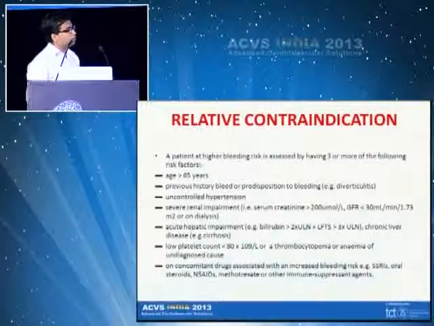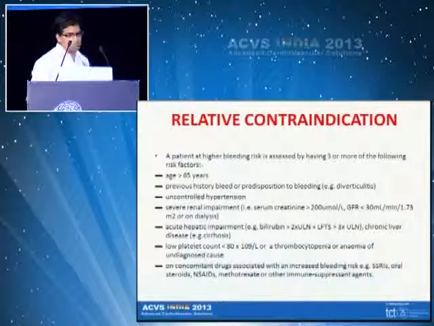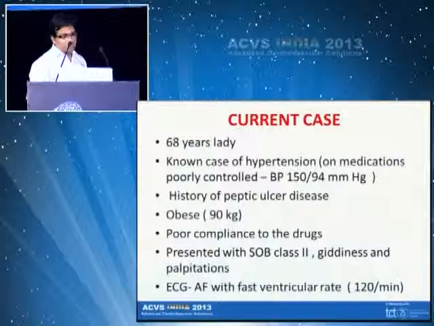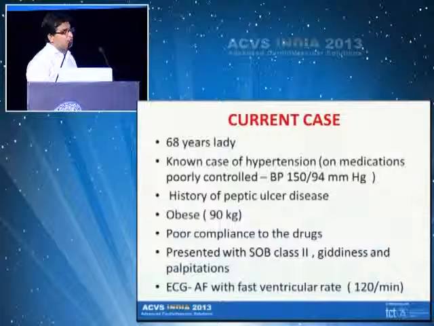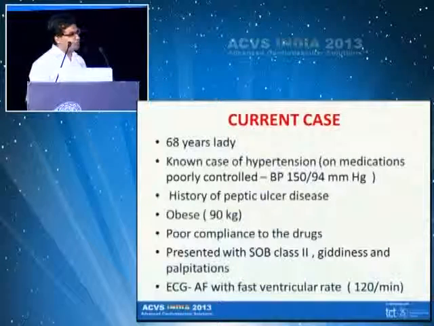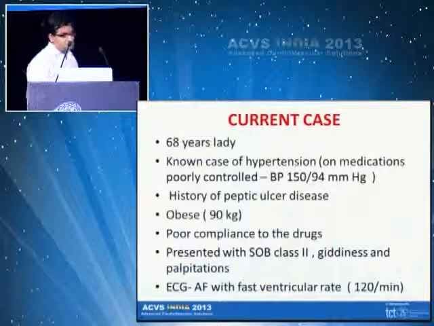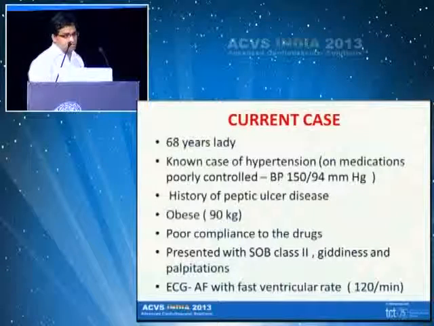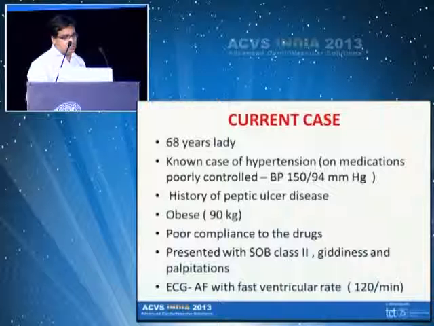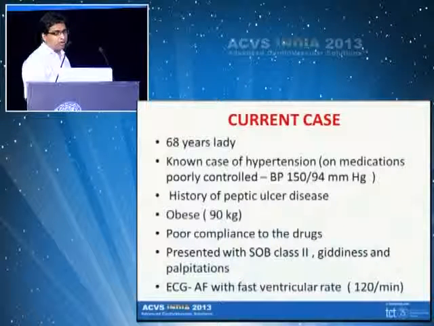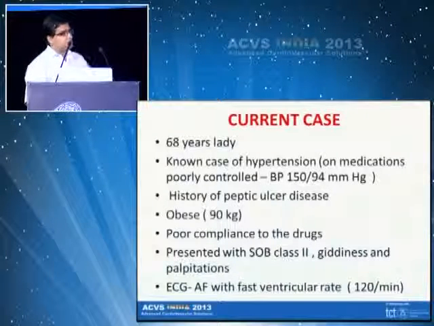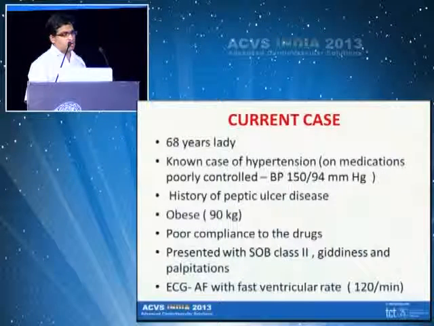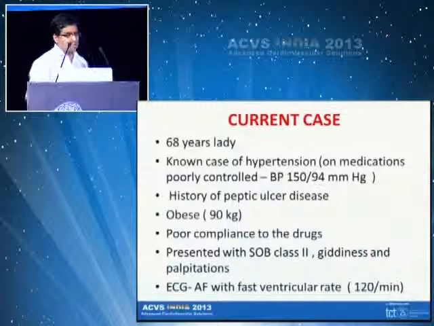So I am going to present the first case we did with Dr. Saibalkar almost a year back. She is a 60-year-old lady, a known case of hypertension on medications, poorly controlled, with BP at the time of intervention of 150/94. She had a history of peptic ulcer disease, was grossly obese at 90 kg, with poor compliance to drugs, and presented with shortness of breath class 2, giddiness and palpitation. ECG showed AF with fast ventricular rate. That's why I showed this as the first relative contraindication: a lady with poor compliance, history of peptic ulcer disease, obesity and all.